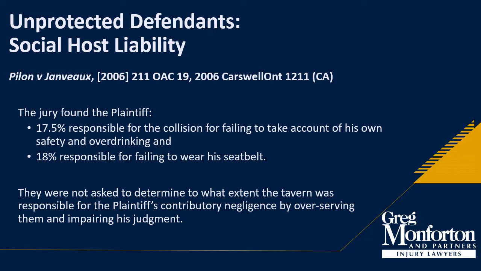So in terms of the facts, we're dealing with both a plaintiff and defendant who were both overserved. And the defendant was intoxicated. The plaintiff accepted the ride with the defendant. And then there was a collision in which the plaintiff was injured. And so the jury had to assess how you apportion liability amongst the defendants, which included the tavern and the driver, as well as the plaintiff. And in this case as well, the plaintiff was not wearing his seatbelt.